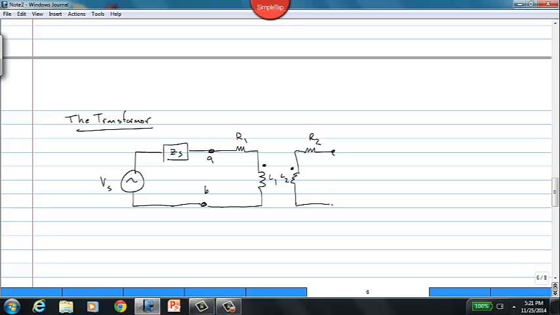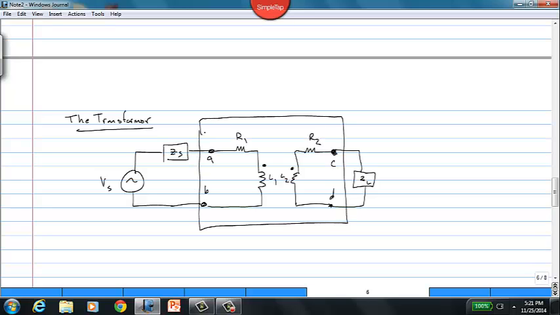We then connect the output of that transformer to a load device. So the transformer exists basically inside this box. And there's a mutual coupling that we talked about right there.